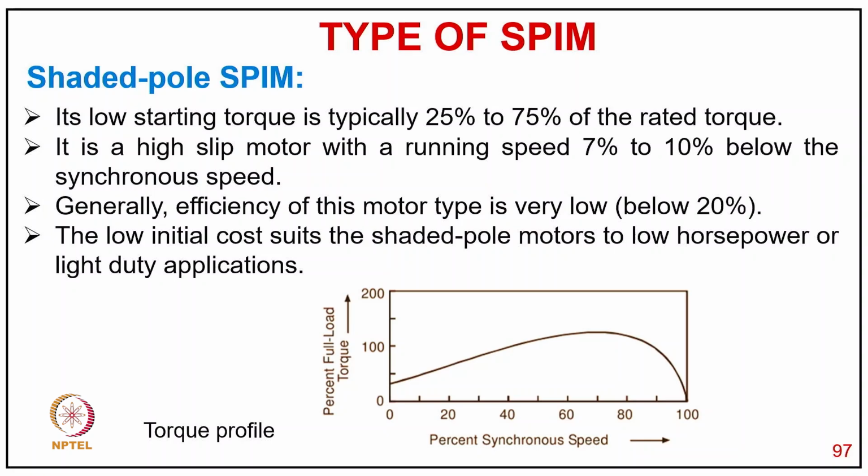So it has a low starting torque, typically 25 to 75% of rated torque, and it is a high slip motor with a running speed 7 to 10% below the synchronous speed. The efficiency of this motor is generally very low, of the order of 20%, and the low initial cost suits the shaded pole motor to low horsepower or light duty applications.